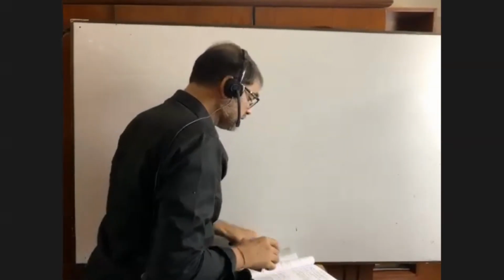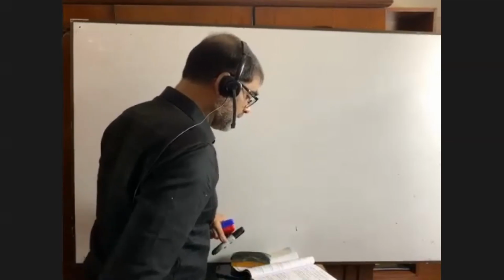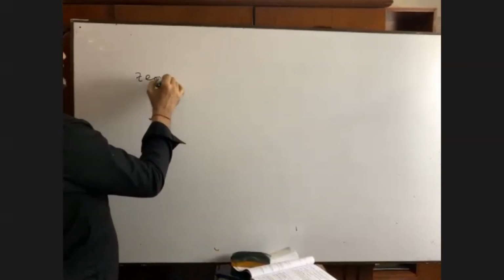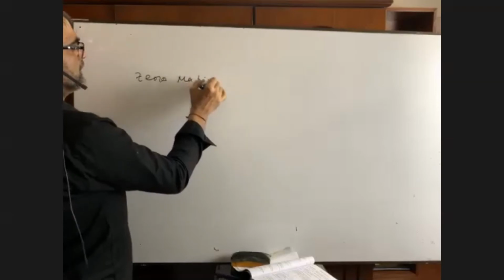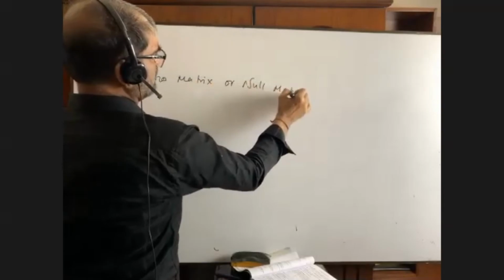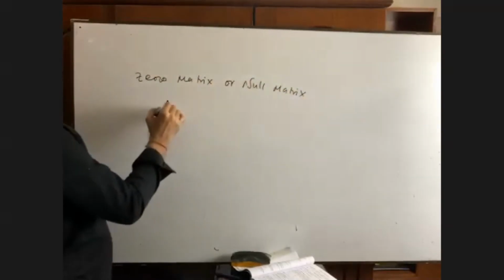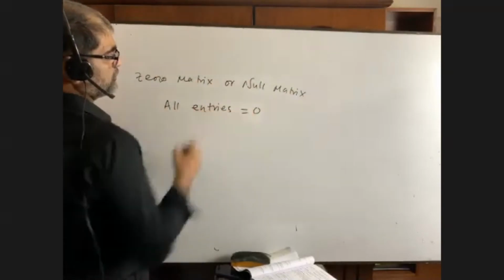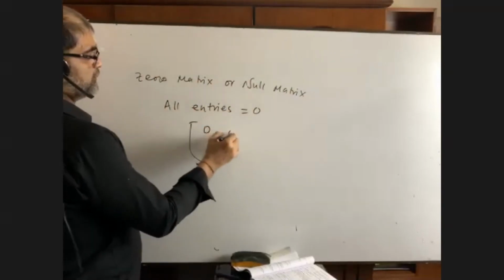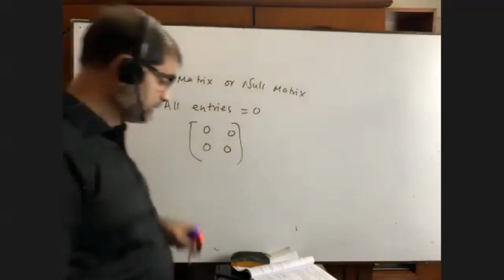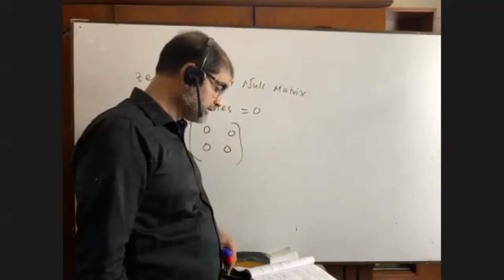Now I am going to then identity matrix. I have just told you. Zero matrix or null matrix. I think you understand by this time what is zero matrix. All entries are zero. That means what? This is 0, 0. This is a zero matrix. Can you please tell me if we have failed to understand?